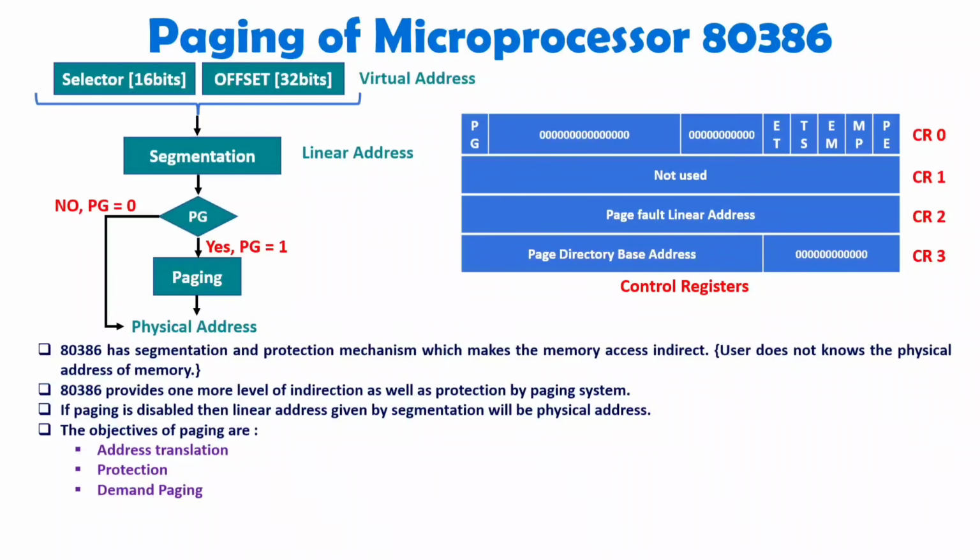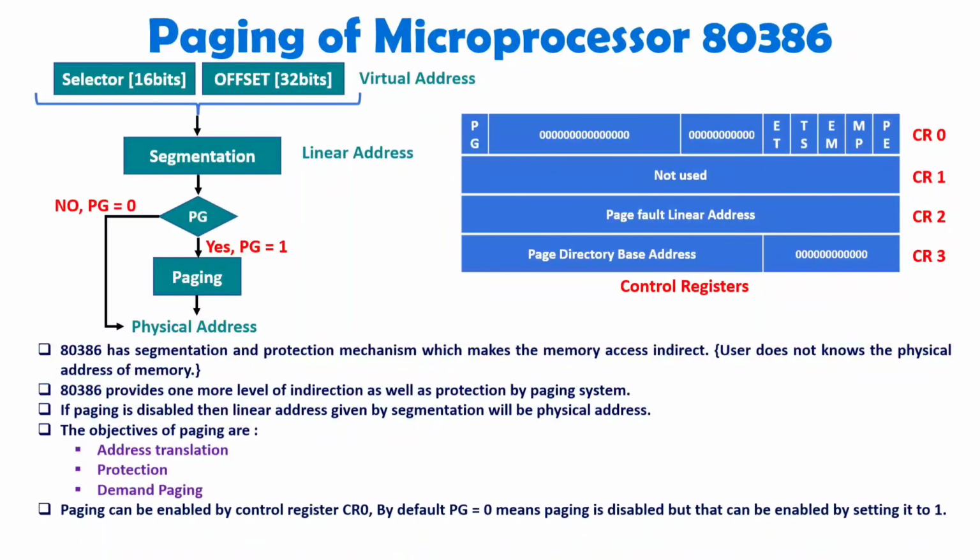So here, my dear students, let us try to understand how we have paging, and that depends on the PG bit which is there in CR0, right? If it is equal to 1, then first of all we need to see the page directory base address which is there in the CR3 register, right?